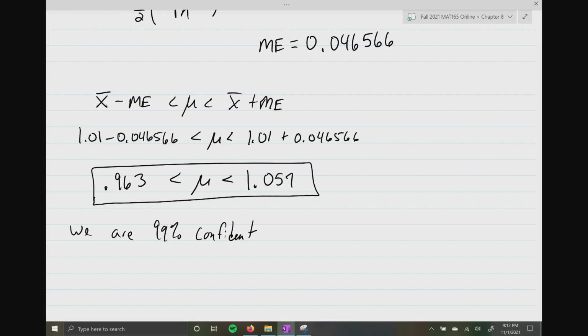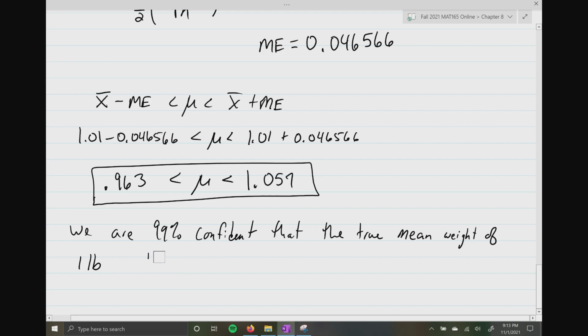I'm going to give you the real way. So we are 99% confident that the true mean weight of 1 pound container, or 1 pound, we'll say meat container, or meat packages, lies between 0.963 and 1.057 pounds. Okay?